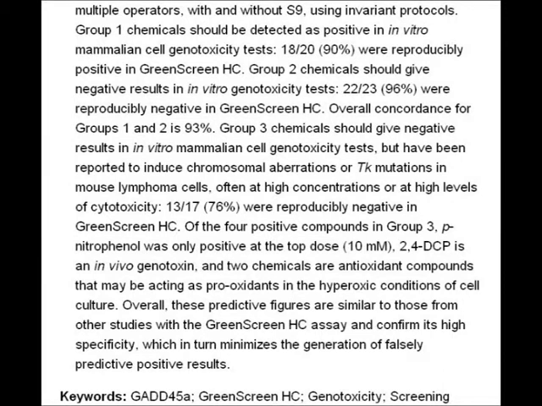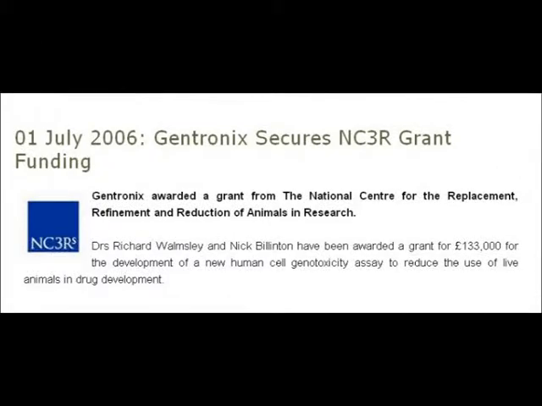And in fact 13 out of 17 did give negative results, so there were 4 false positives in this one, which was not quite as good, was it, as the group 2 test when there was only 1 false positive. However, that was 76%, which is pretty high still. And if we go to the last 4 lines, it says overall these predictive figures are similar to those from other studies with the GreenScreen HC assay and confirm its high specificity, which in turn minimises the generation of falsely positive results.